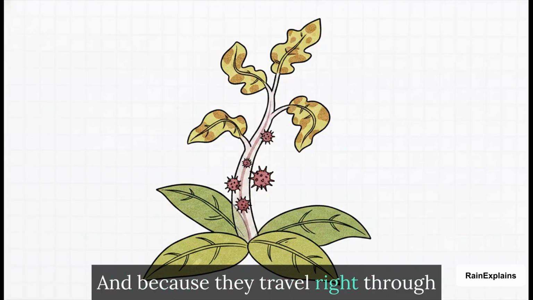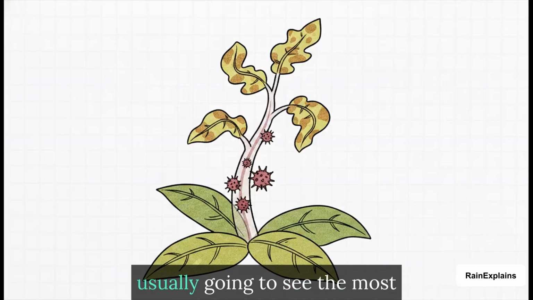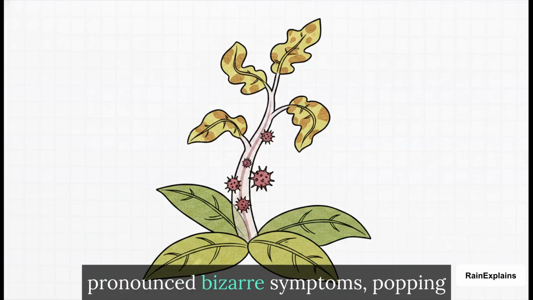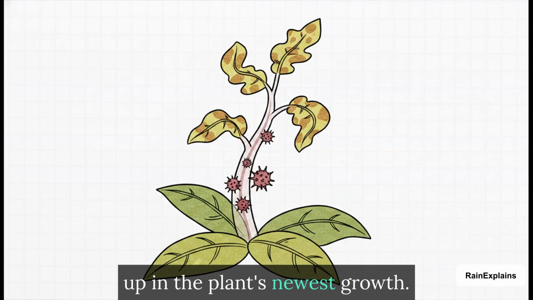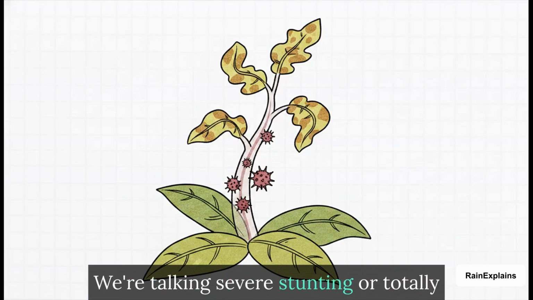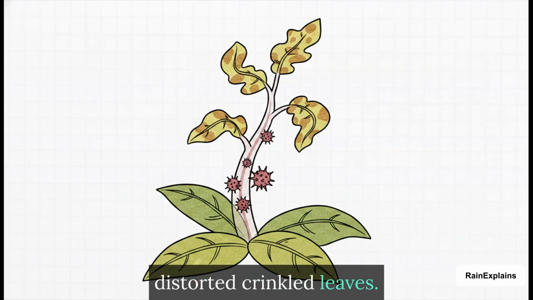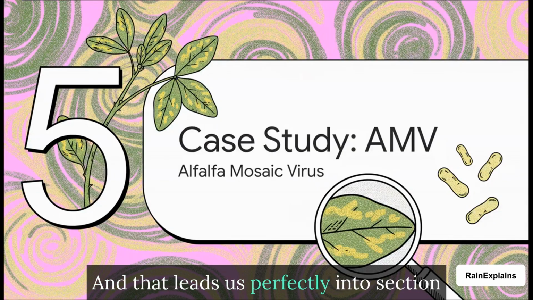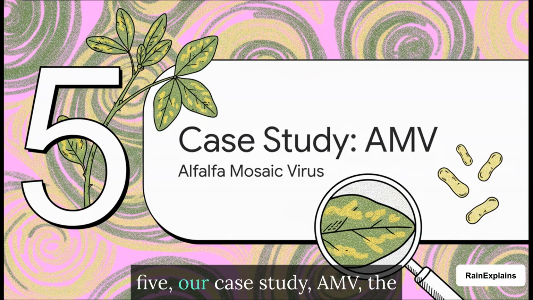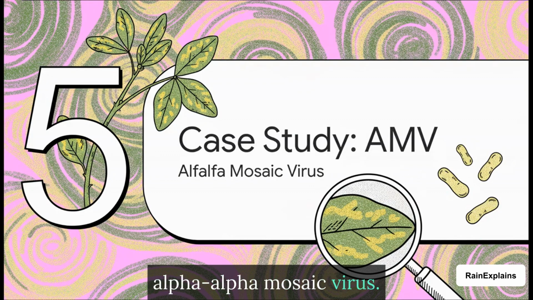They actually invade the plant cells themselves and cause systemic chaos from the inside out. And because they travel right through the plant's vascular system, you're usually going to see the most pronounced, bizarre symptoms popping up in the plant's newest growth. We're talking severe stunting or totally distorted, crinkled leaves. And that leads us perfectly into Section 5, our case study, AMV, the Alfalfa Mosaic virus.